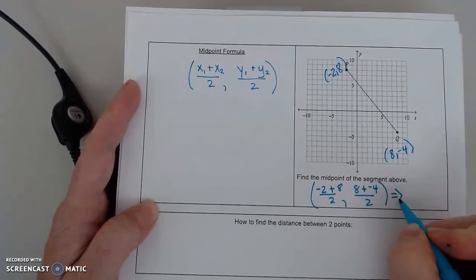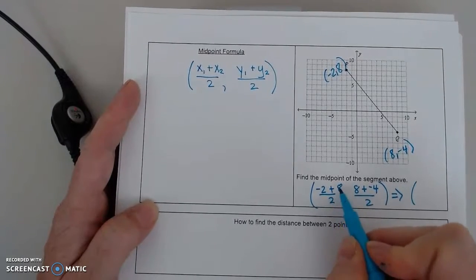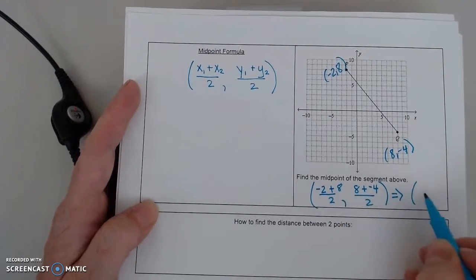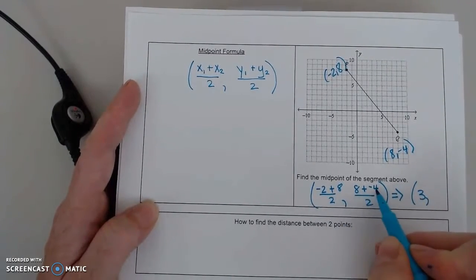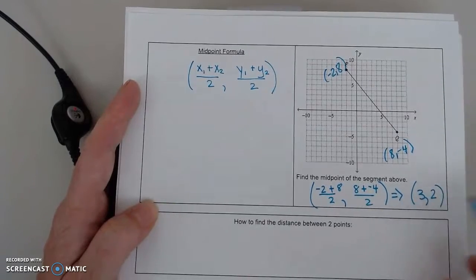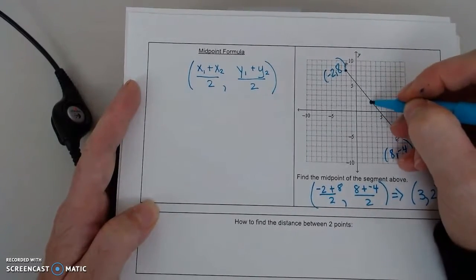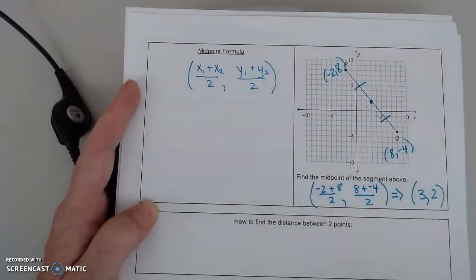And then you're going to clean that up. So -2 plus 8 equals 6, 6 divided by 2, and 8 minus 4 is 4, 4 divided by 2. So at 3, 2, that's going to be the midpoint.